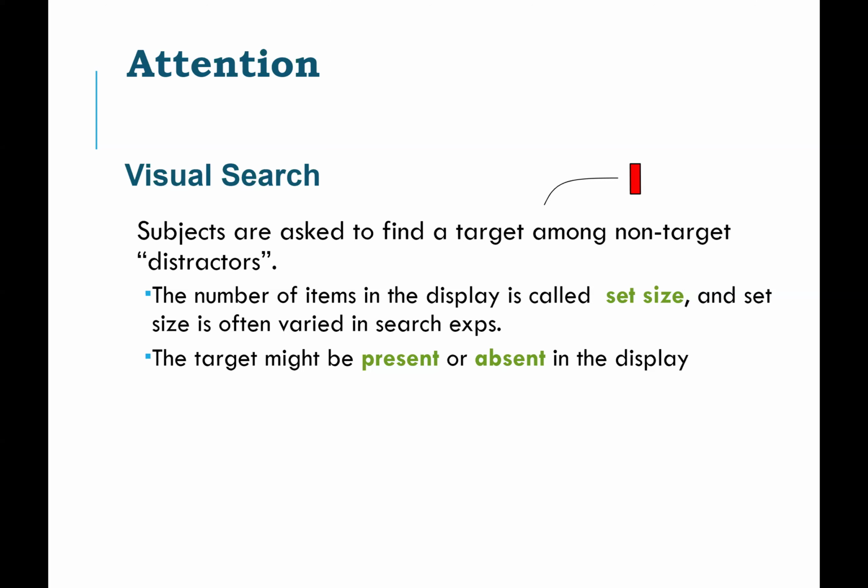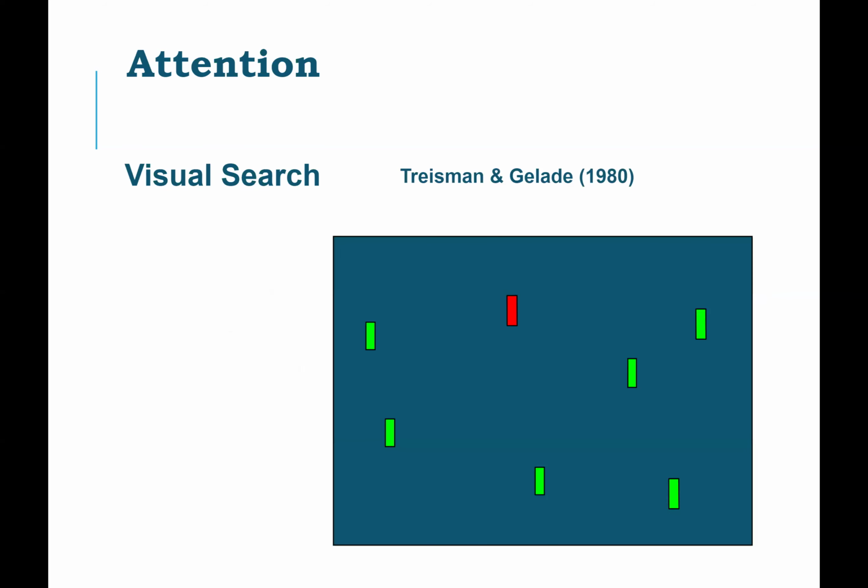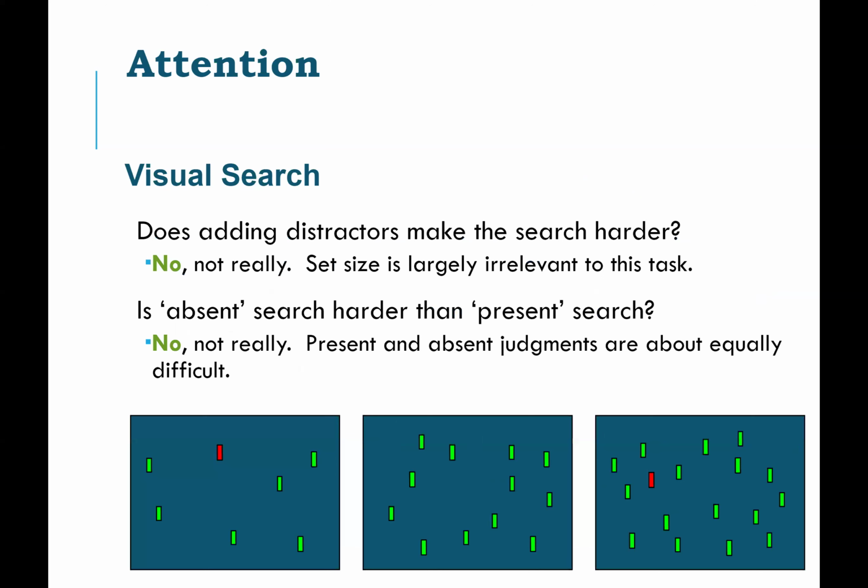So let's say your target is this red vertical bar. If it's in the display, you say present. If it's absent, you say absent. Present. Absent. Present. All right, so these are the search displays, and they were not difficult, right? They were fairly easy.